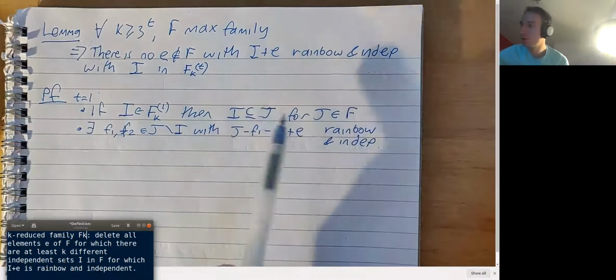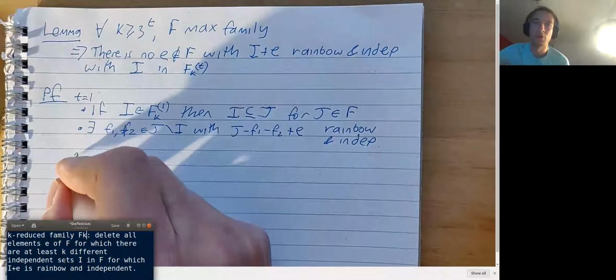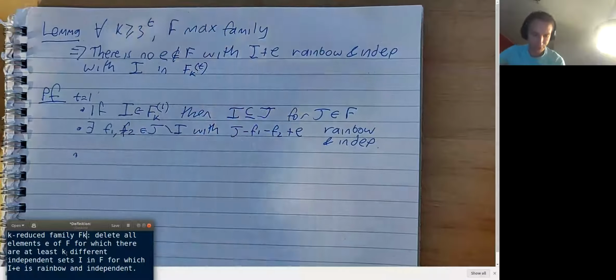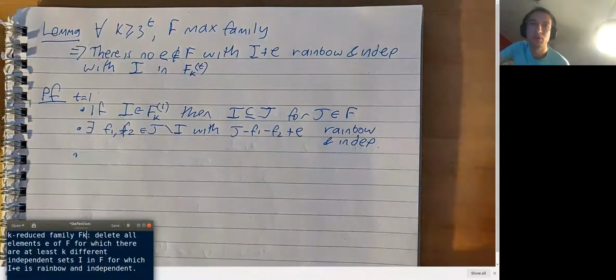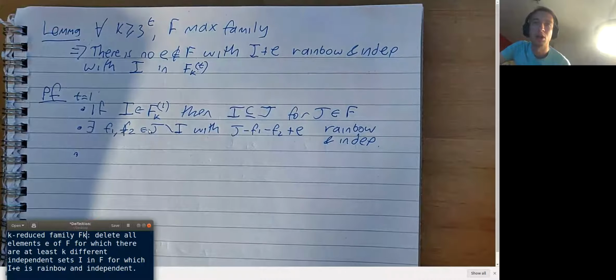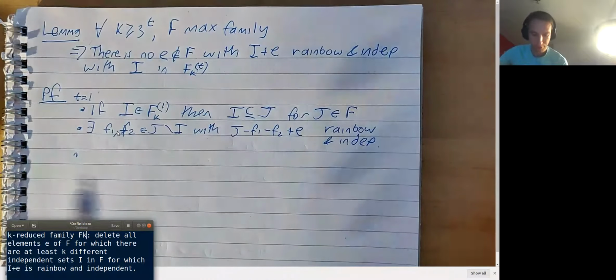Okay, now we're going to use the definition of K reduced. So we'll use this definition here. And we'll apply this definition to these two elements, F1 and F2, because they lie outside of I. I is in the reduced family, right? I is in the reduced family. F1 and F2 lie outside of that, so we can apply this definition to F1 and F2. What does that give us?